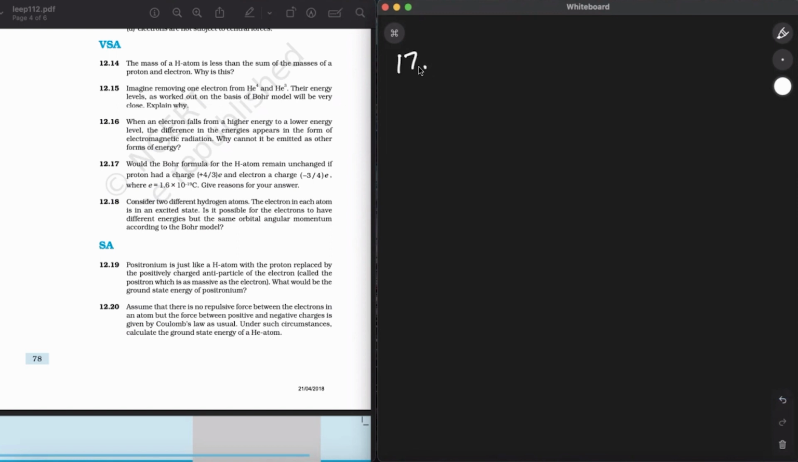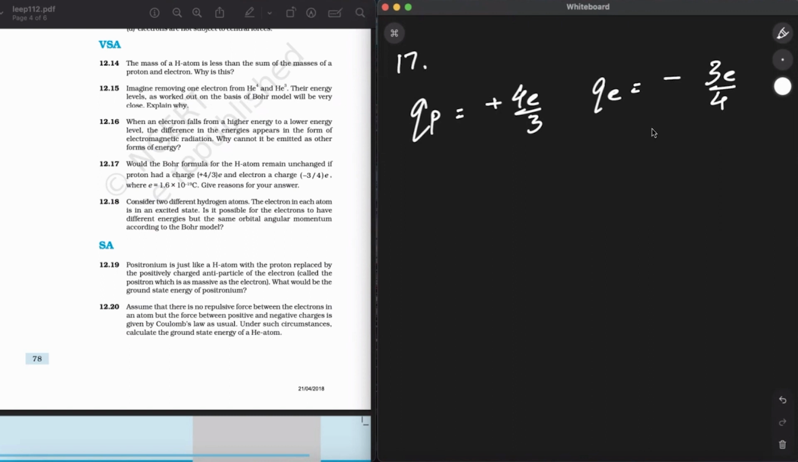With the Bohr formula for the hydrogen atom unchanged, the proton has a charge plus 4/3 e and the electron has a charge minus 3/4 e. So the charge of proton Q2 is plus 4/3 and the charge of electron is minus 3/4. Bohr's formula requires the product of the charges should remain constant for given value of charges.